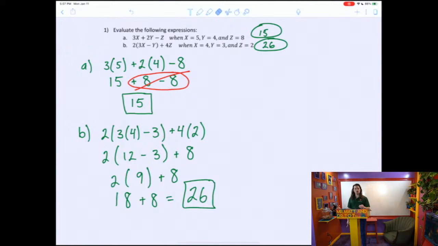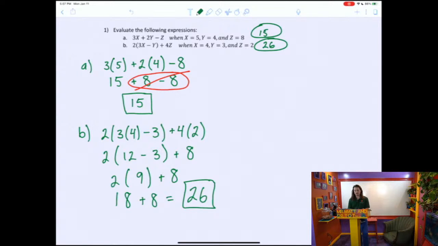Okay, so for number 1a, wherever we see the variable x, we're going to substitute in the number 5 using parentheses. Wherever we see the variable y, we're going to substitute in the number 4, and wherever we see the variable z, we're going to substitute in the number 8. So we're going to have 3 times 5 plus 2 times 4 minus 8.